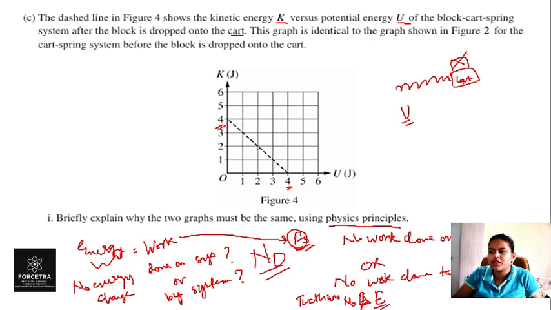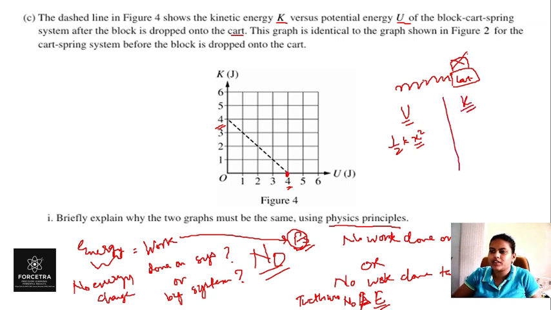Talk about the potential energy first. So what is the potential energy of this block and cart? What is potential energy? Half kx squared. This x is the same when we consider the block and cart, and when we consider only the cart; this x would be the same in both scenarios. Okay, so this is the point. Now let's talk about the kinetic energy.